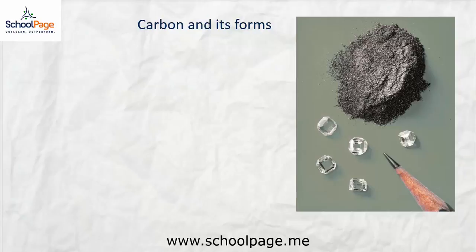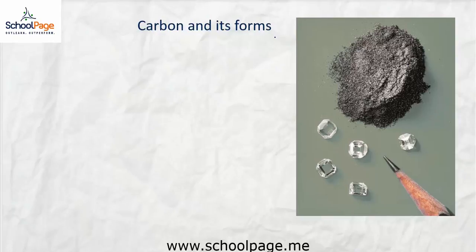Carbon occurs in nature in both pure form or the elemental form and also in the combined state, where it combines with the other elements to form compounds. In the pure form, it occurs in two states. Carbon occurs in its pure form as graphite and also as diamonds.